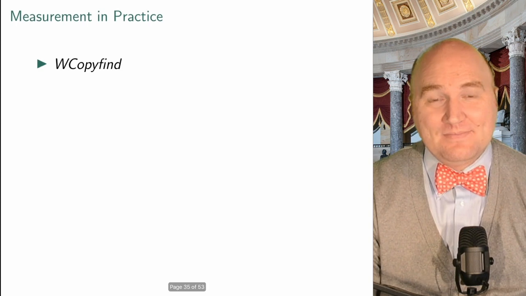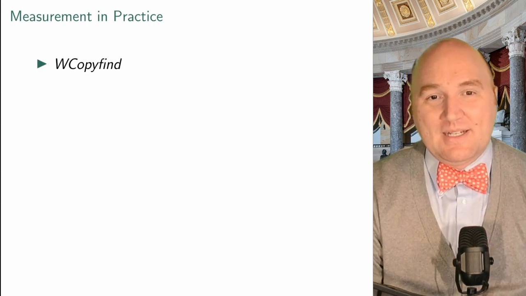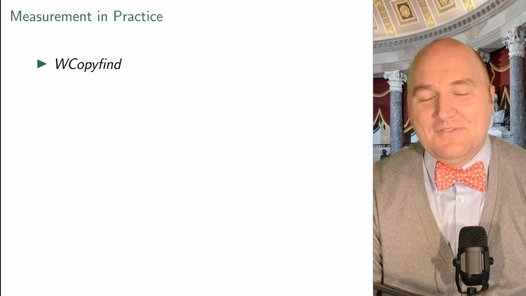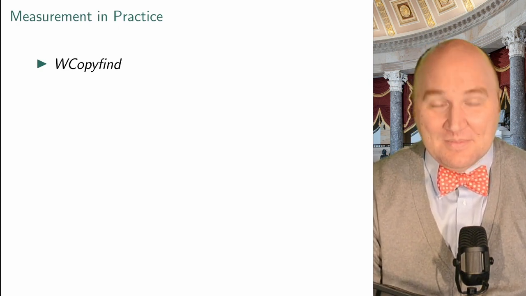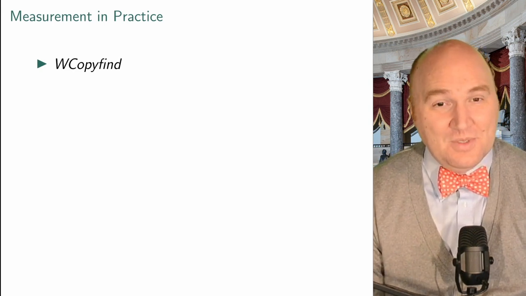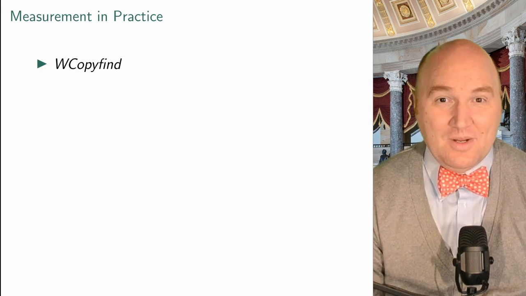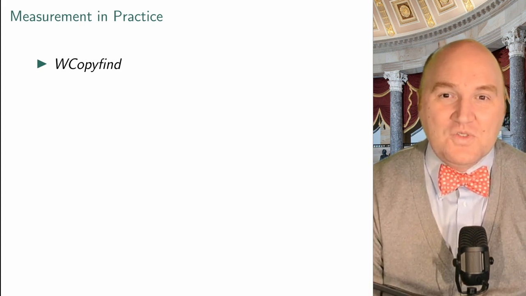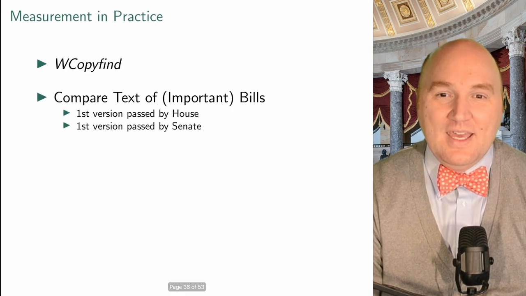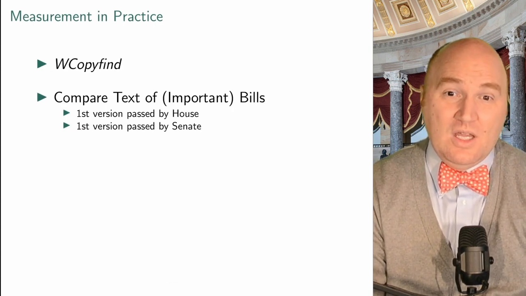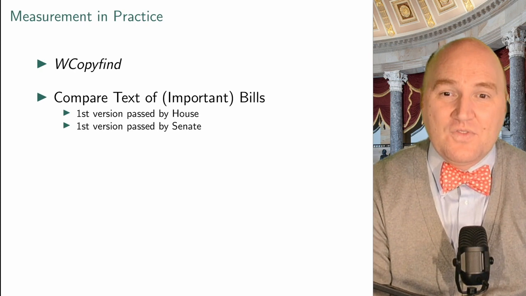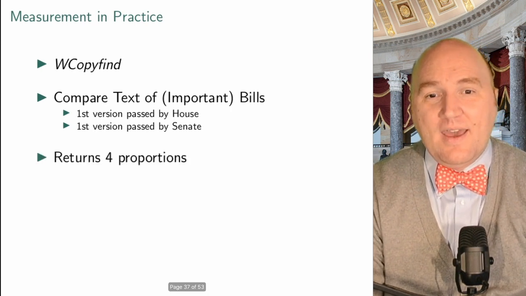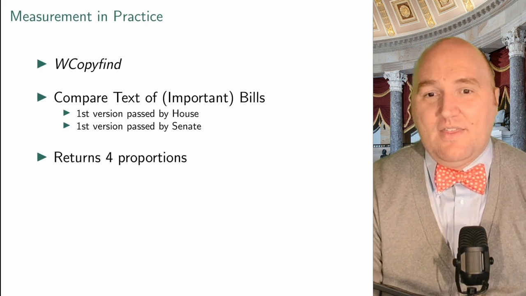I want to step back from that and just talk to you about how we might do this in practice. The way we might do this is using a relatively recent development, something that all of you and all professors are familiar with, and that is plagiarism software. We're going to use plagiarism software to compare House versions and Senate versions of bills, focusing for a moment on the text of important bills. So the first version passed by the House and the first version passed by the Senate, and then compare that to the final version that we get.